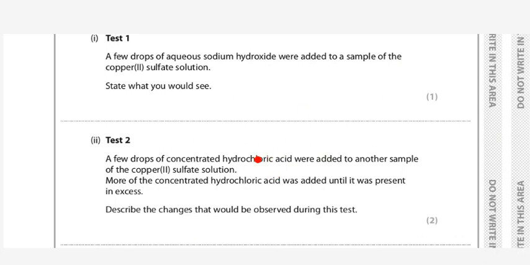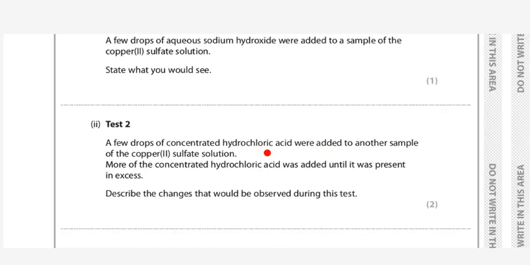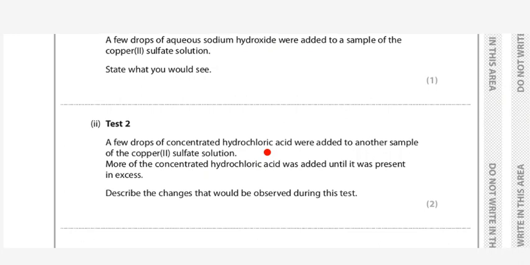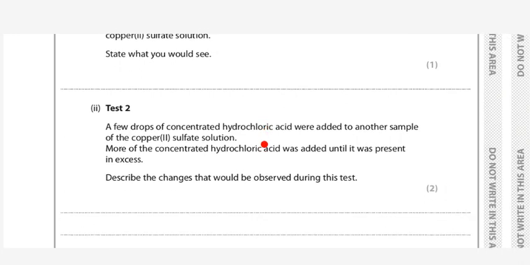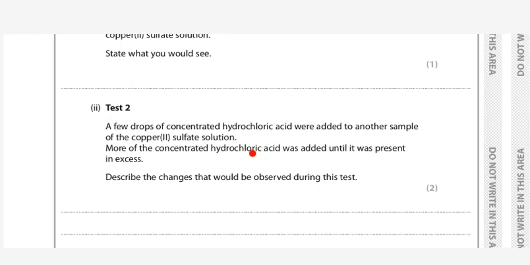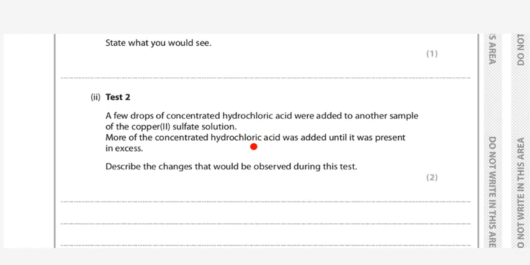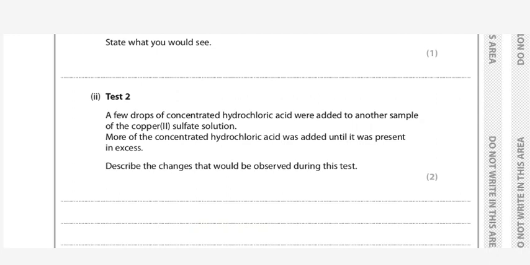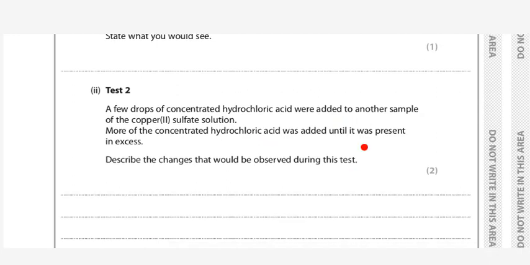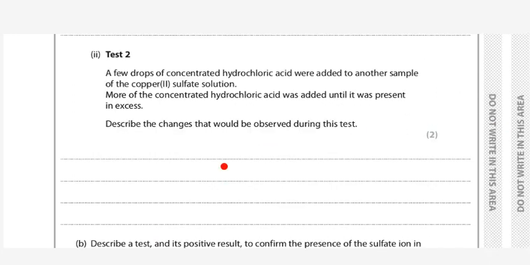A few drops of concentrated hydrochloric acid were added to another sample of copper 2 sulfate solution. More of the concentrated hydrochloric acid was added until it was present in excess. Describe the changes that would be observed during this test. Now, when you add the hydrochloric acid to this copper 2 sulfate, it forms at last the tetrachlorocuprate, which is CuCl4 2-. That's the final product. When you add in excess, all of the copper 2 sulfate turns to this tetrachlorocuprate.